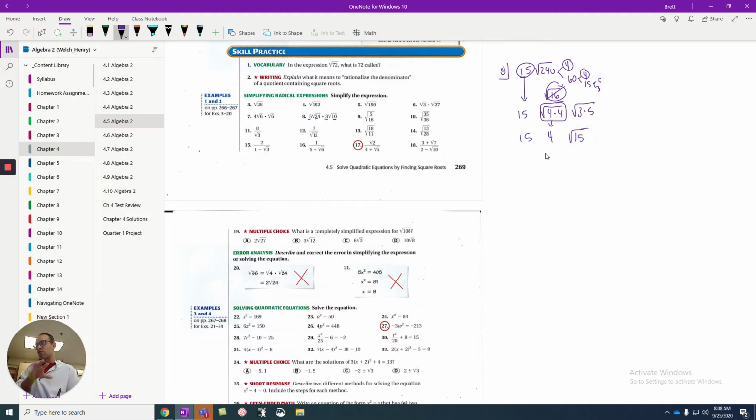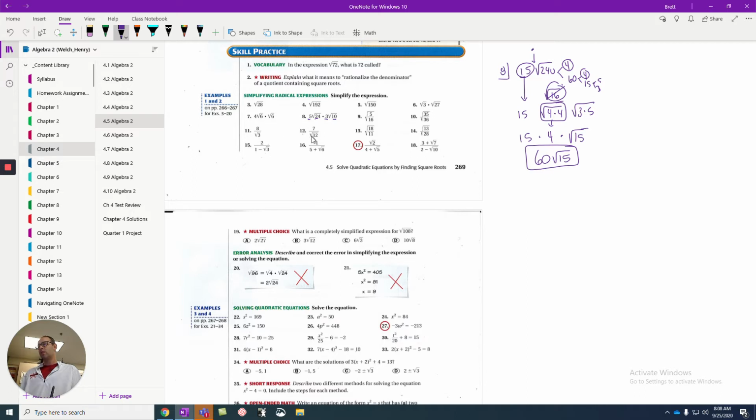Where people start to struggle a little bit is what math goes between all these numbers. There was no mathematical symbol between the 15 and the root 240. The implication is that it is a multiplication. So this is all multiplication. Remember, we can multiply outside stuff, we can multiply inside stuff, but we can't do outside-inside. Now that the 4 is on the outside of the root, we can multiply 15 by 4 to get 60, and we have our leftover root 15. That is our simplified version for number 8.